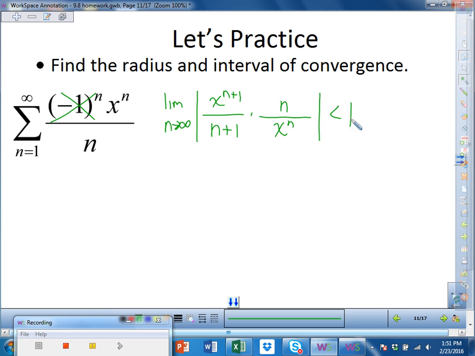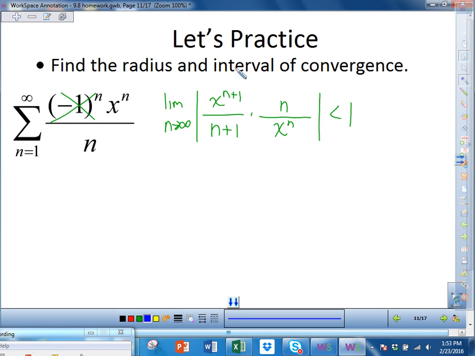Okay. What is this limit? Well, let's rewrite this a little bit. Can we just rewrite this just a tad? I can write this as x to the n times x to the first power. All right, if I take the limit as n approaches infinity, what happens? x to the n cancels. What else? n over n plus 1 cancels. Does everybody understand why those cancel? Yeah. So I'm left with the absolute value of x to the n is less than 1.